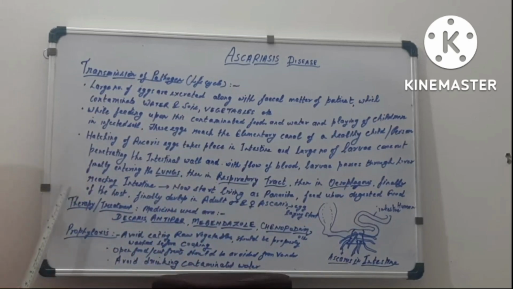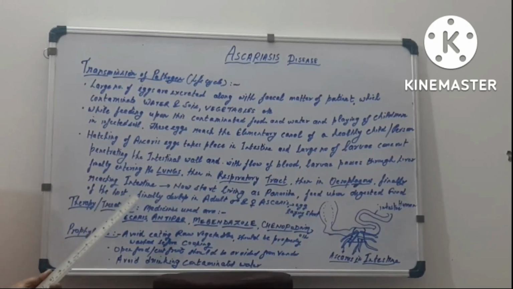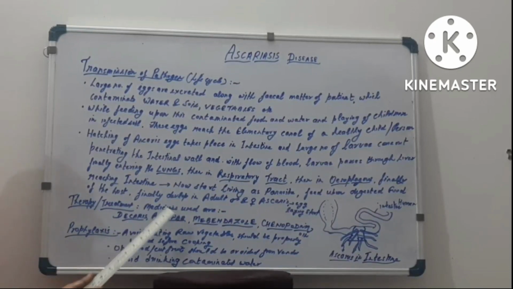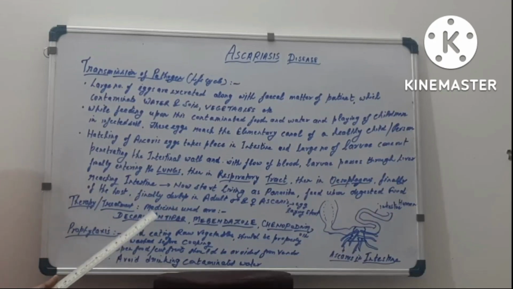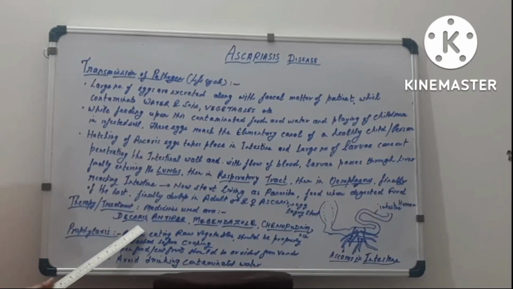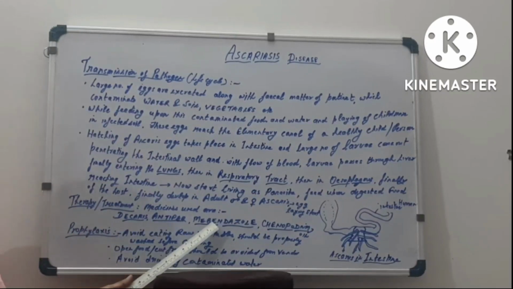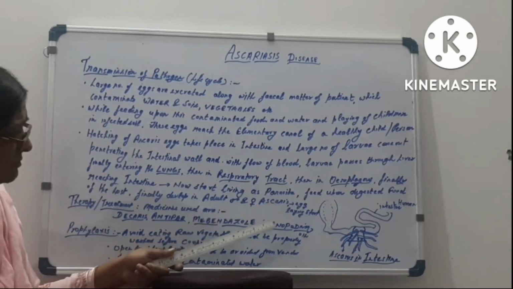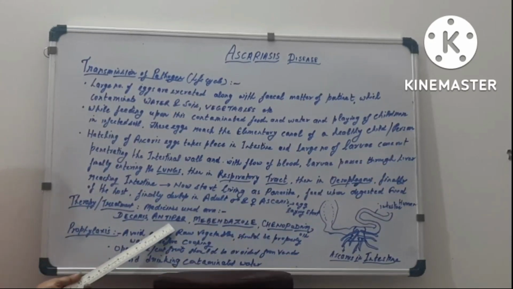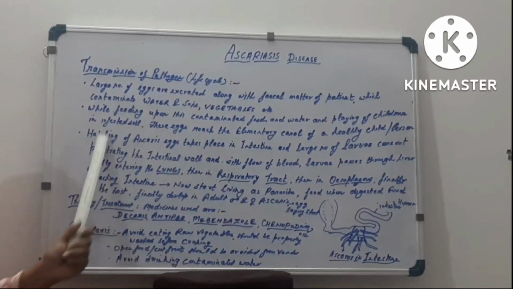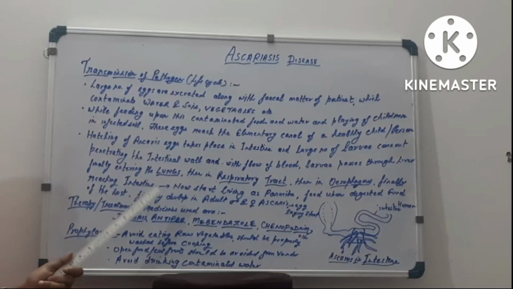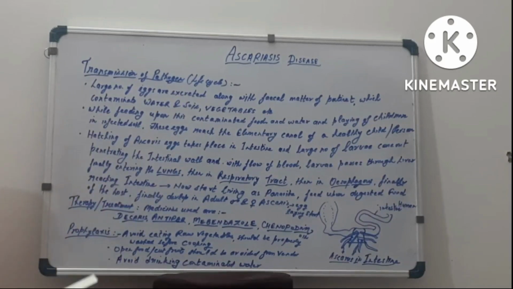Now the final point is therapy or treatment. The medicines which are given to the child or an adult person infected by this ascariasis disease, important medicines are Dicaris, Antipar, Mebendazole and Chenopodium oil, and these medicines help to remove this pathogen, the adult Ascaris, from the intestine of the patient.